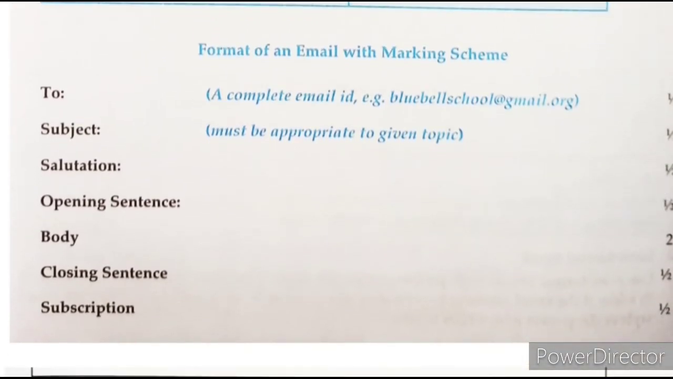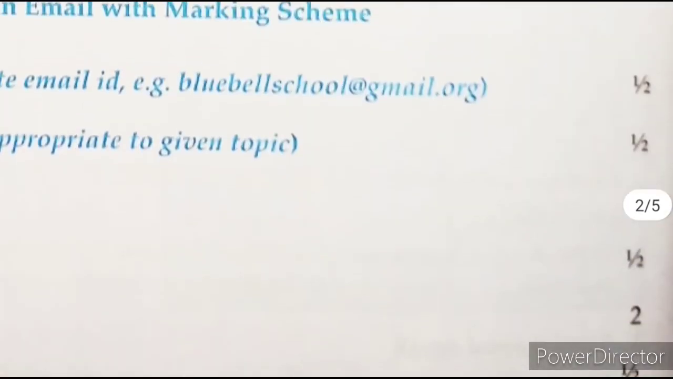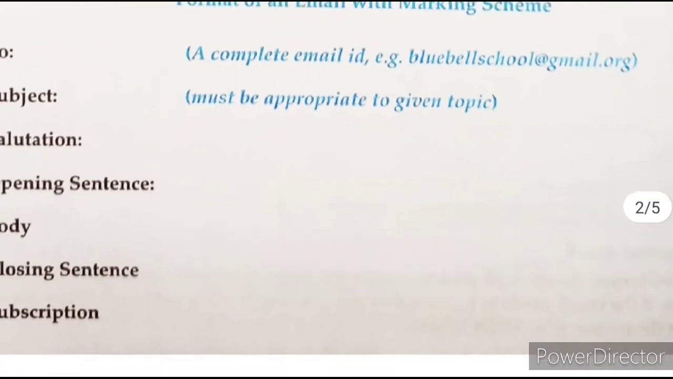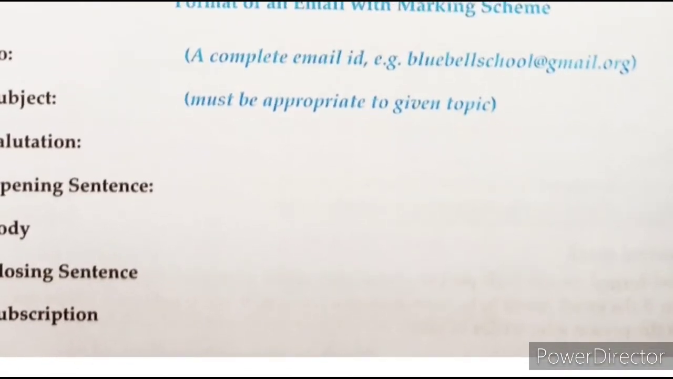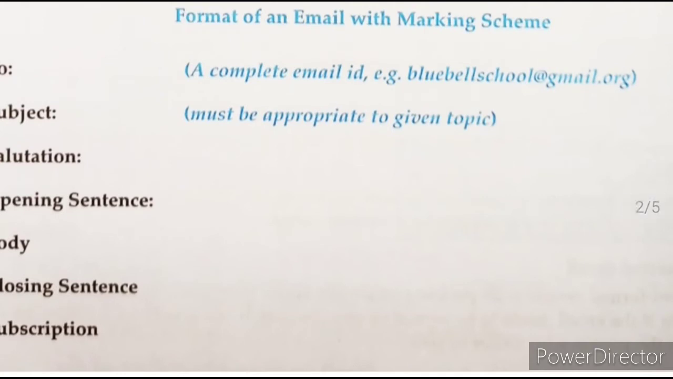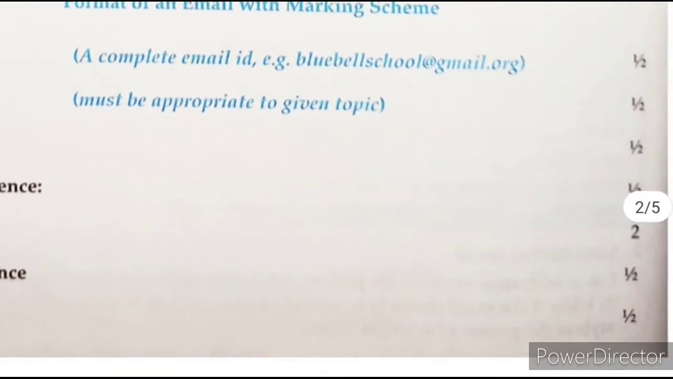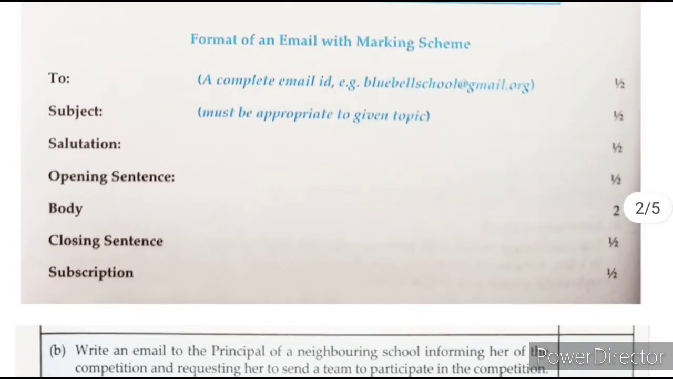Now here is the distribution of marks, or the marking scheme. You can see on your screen that the marks are mentioned alongside. See how you need to write 'To', that means you have to give a complete email ID. Then the subject must be appropriate to the given topic, then salutation, then opening sentence, body, closing sentence, and finally subscription. So you see the marks are mentioned alongside. You can have a look at the marks. This is how out of 5 you will be marked.